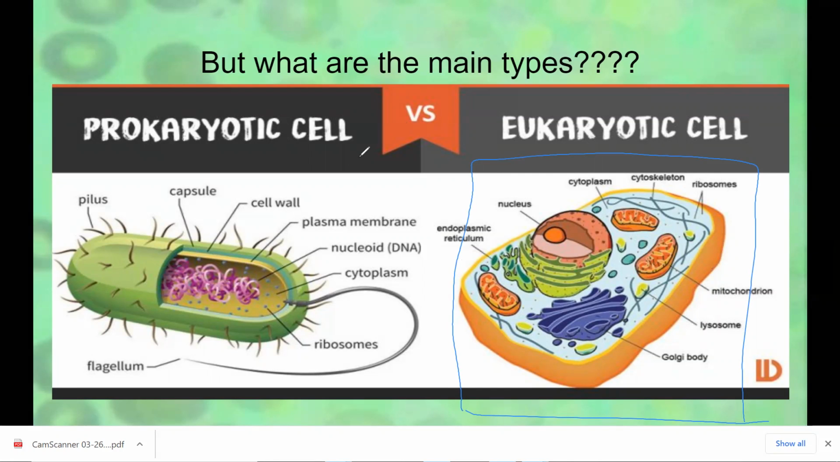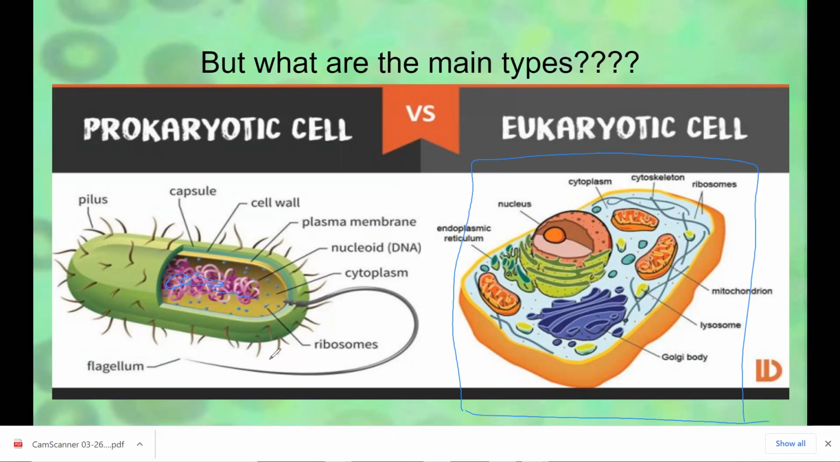Prokaryotes, on the other hand, otherwise known as bacteria, they don't have a whole lot going on for them. This purple stringy stuff that you're seeing in the middle, that's their genetic material. And these little tiny dots that you're seeing are ribosomes that allow the bacterial cells to make proteins. But other than that, they don't really have all the other things that you see in the eukaryotic cells.